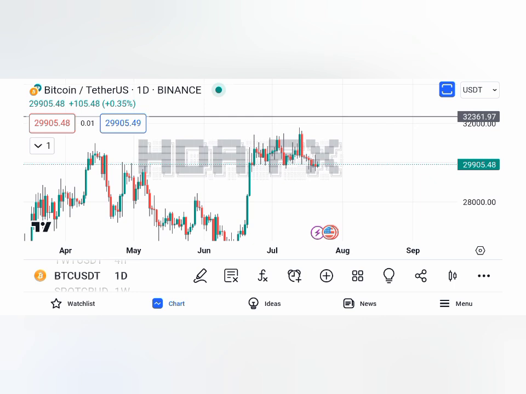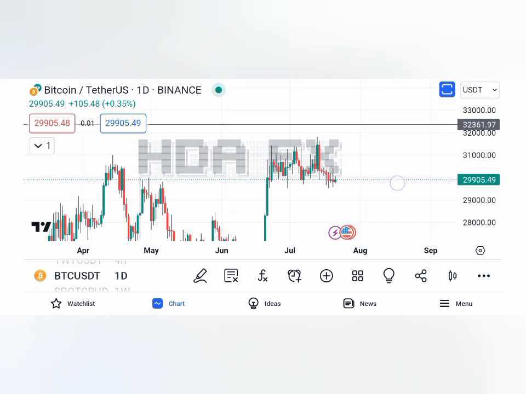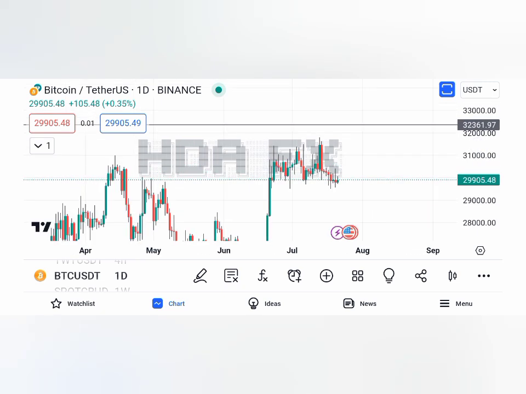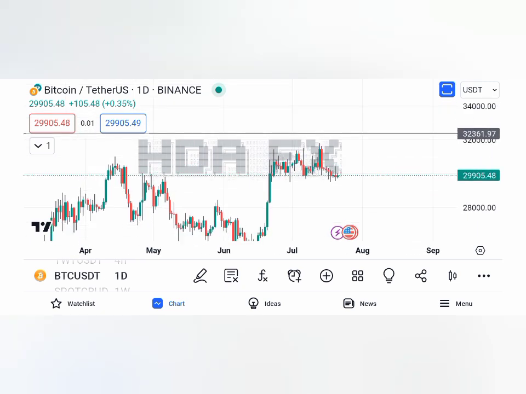So now guys, the last thing we'll be looking at is Bitcoin. We'll be taking crypto, Bitcoin. Now if you are to study recent price action, we can see that Bitcoin is ranging. Bitcoin is within this range here.